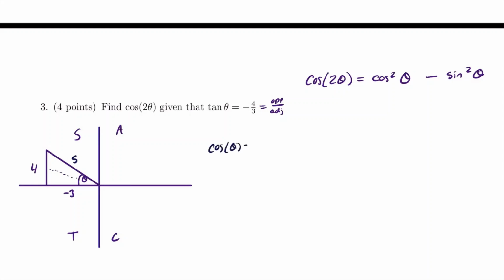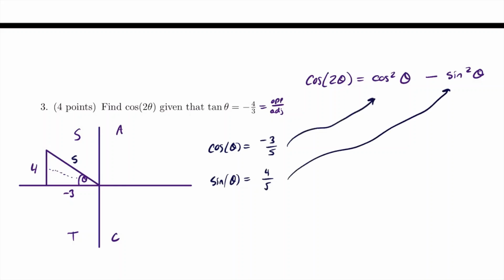So cosine of theta, cosine is adjacent over hypotenuse. So that means cosine is -3/5. And sine theta is opposite over hypotenuse. So that's 4/5. And we're going to plug them right in here to get our values for the double angle.